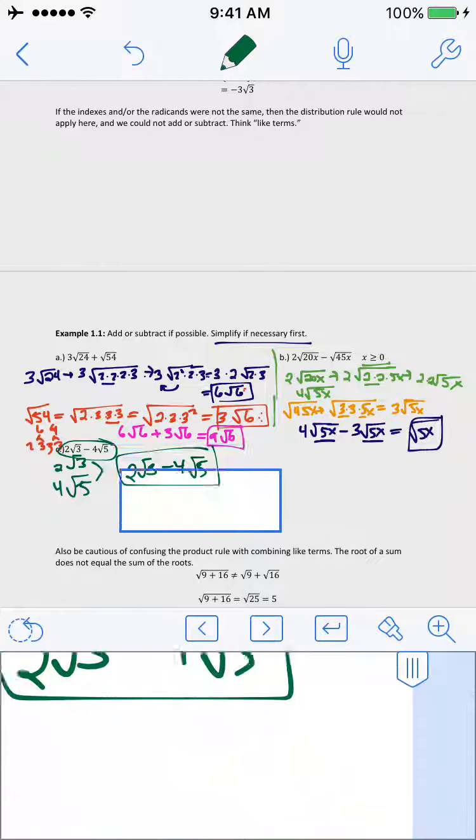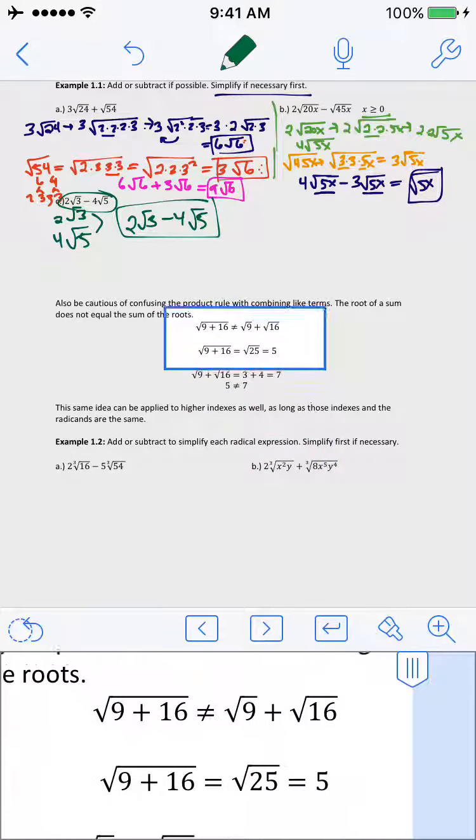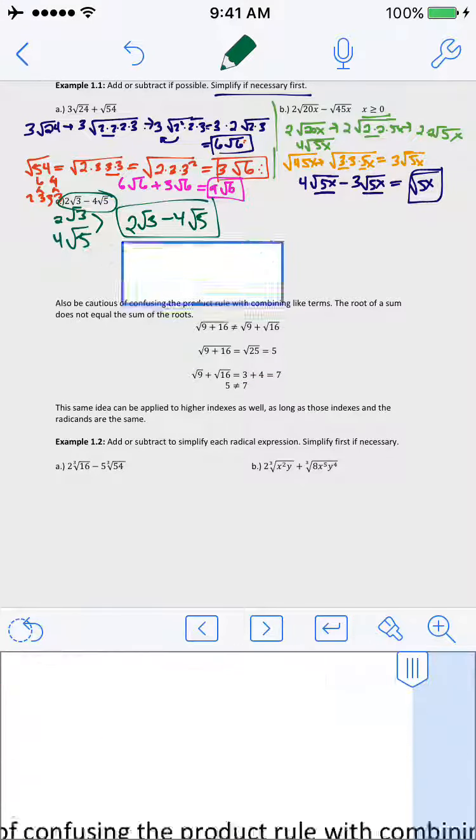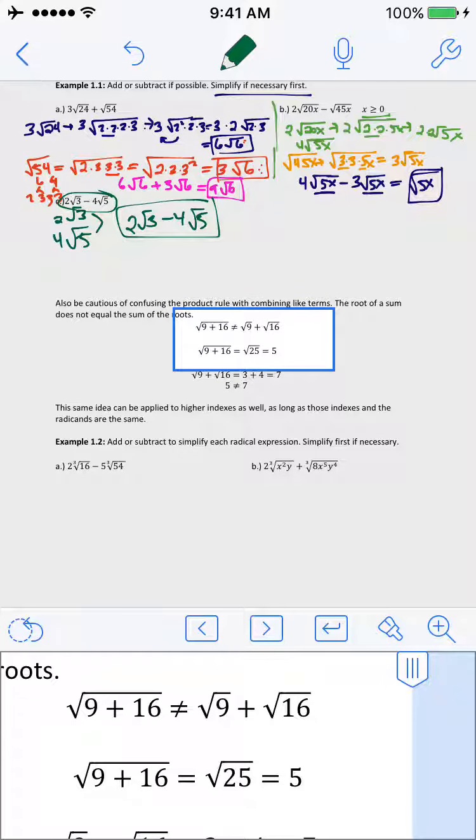Alrighty. It is very important to note that product rule does not apply here. Okay, it is not product rule. Just because I have this doesn't mean I can put them under one radical and do 3 minus 5. Okay? Addition and subtraction is not a product. It's not a multiplication. There is no product rule here. Okay? You cannot do that.